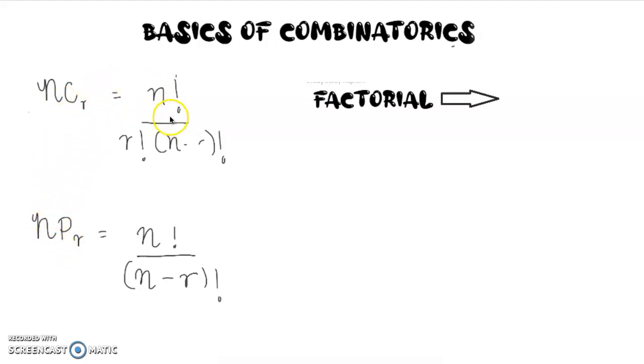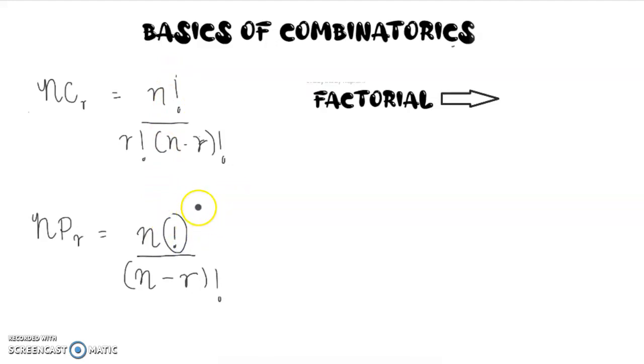NCR is equal to n factorial divided by r factorial times n minus r factorial. Let me put the r over there. NPR is equal to n factorial divided by n minus r factorial. Now, you must be wondering, what do both of these formulas mean? And what does this exclamation mark over here mean?